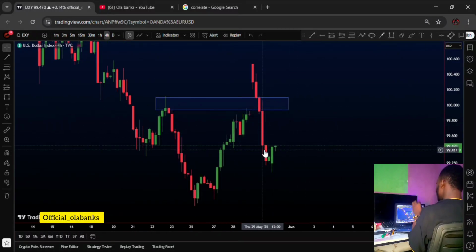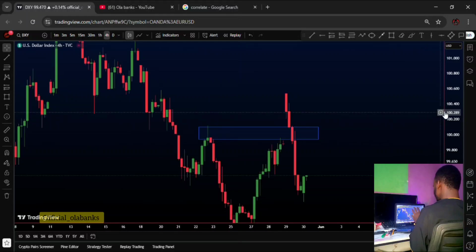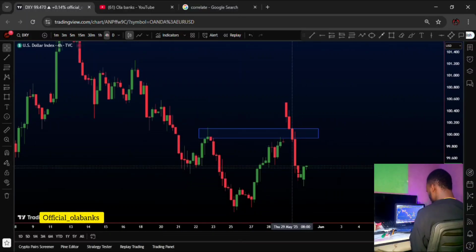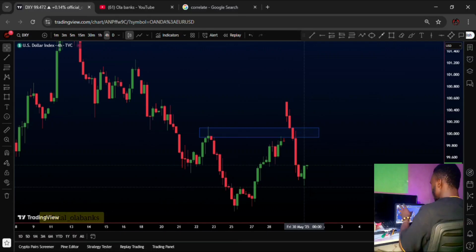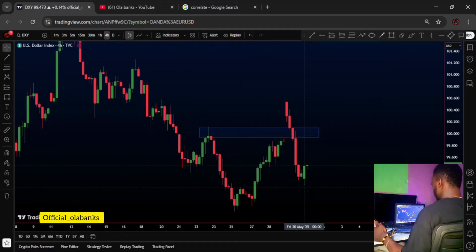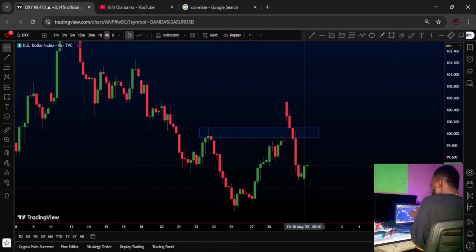So now, me knowing that the dollar index is going bearish, what should I be looking at? How do I use this? Actually, you don't trade the dollar index, you just use it for analysis. How do I leverage on this opportunity? Use it to find setups on other pairs, like the USD pairs, the dollar pairs.